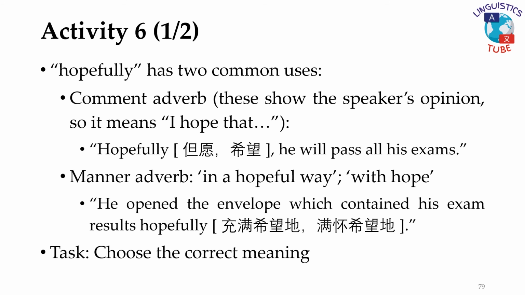Secondly, it can be a manner adverb, which means that something is done in a hopeful way, or with hope. For example, he opened the envelope which contained his exam results hopefully means that the way he opened the envelope was done in a hopeful way, because he hopes that he has excellent exam results. On the next screen are 5 sentences. You need to decide which type of hopefully has been used.